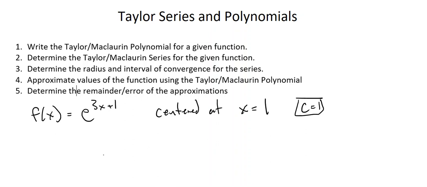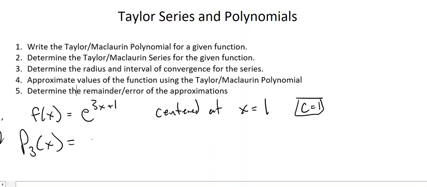So the first thing we need to do is to write the Taylor polynomial. And this will be a Taylor polynomial, not a Maclaurin polynomial. Remember, a Maclaurin polynomial is a special type of Taylor polynomial centered at 0. Since this is centered at 1, we can just call it a Taylor polynomial. And so the general formula for a Taylor polynomial, and let's do this out to P3.